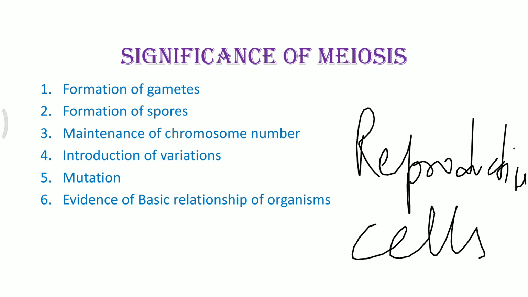Maintenance of chromosome number means that meiosis just makes the chromosome number haploid. So meiosis is helpful in decreasing the chromosome number to half. If it is 2n, then it becomes n by the process of meiosis. Suppose human beings: generally 46 chromosomes are present, but in the gamete cells there are only 23 chromosomes.